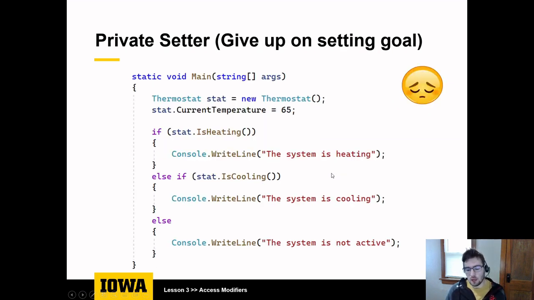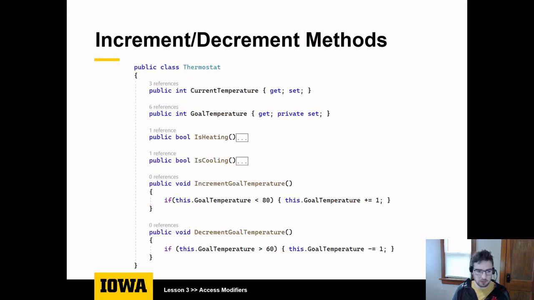And so we're going to have to remove that line. We cannot set the goal temperature from outside of the thermostat class. So we have to remove that line, and we're going to need to find some other way to set our goal temperature to 70 degrees. We don't want to give up. We want to conquer through and be able to set our goal. So we need some other way to do that.